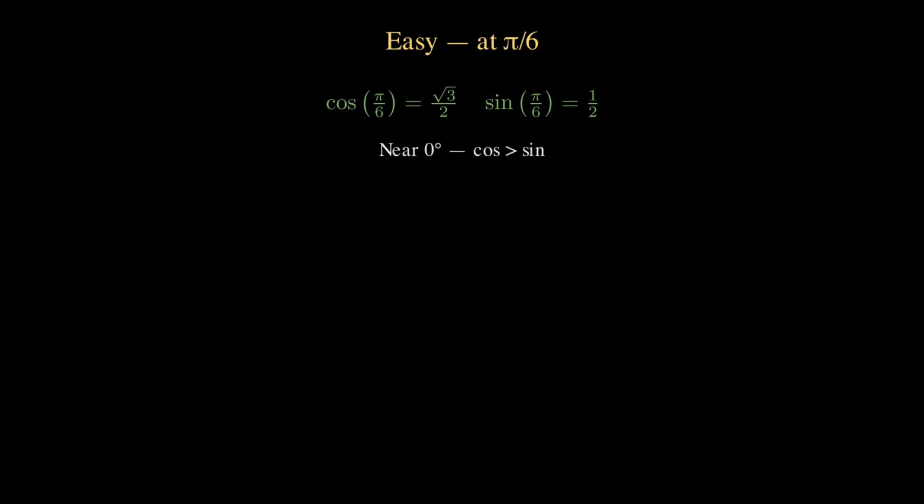Easy example: find sine and cosine at theta equals pi over 6, which is 30 degrees. Cosine pi over 6 is root 3 over 2. Sine pi over 6 is 1/2. Notice cosine is larger here because pi over 6 is close to the x-axis. You can place pi over 6 on the circle in the first quadrant and read x and y directly from the reference triangle. That geometric view is what makes the values stick compared to pure memorization.